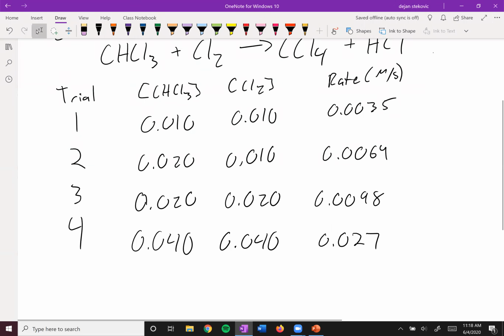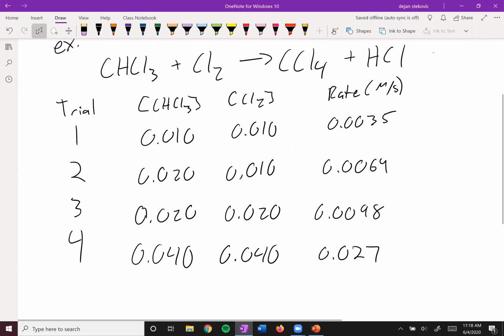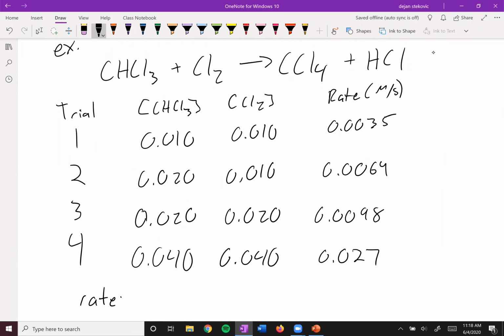Cool. And then the next thing we have to do, same thing as before, is write our rate law. So in this case, rate is going to be equal to K times the concentration of one of our components, CHCl3, to some exponent, times the concentration of the other component, Cl2, to some exponent. And now we want to go ahead and solve for these exponents. So here's m. We want to solve for the exponent that belongs to CHCl3. So we want to pick a trial in which the concentration of CHCl3 is changing, but the concentration of Cl2 is not changing, right? We only want to change one variable at a time.